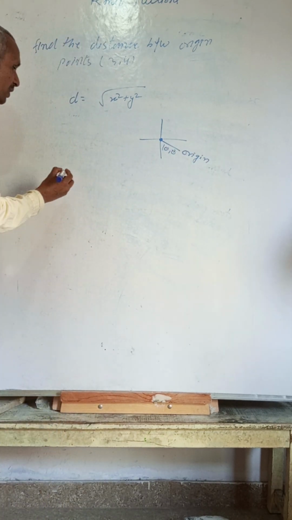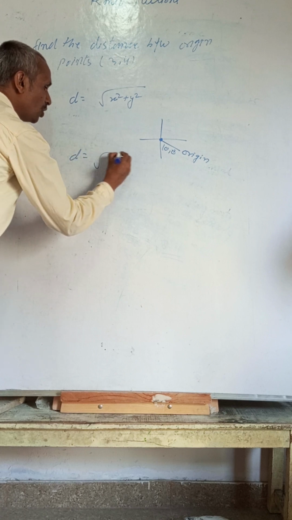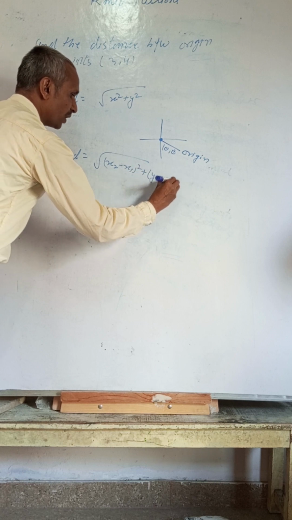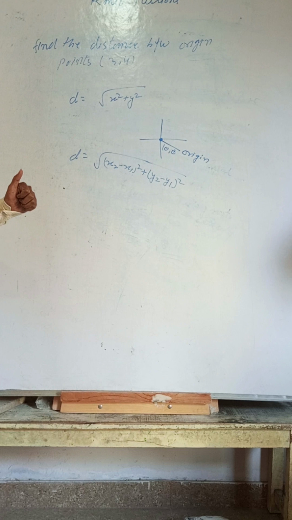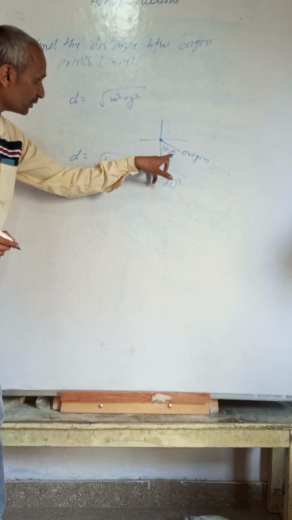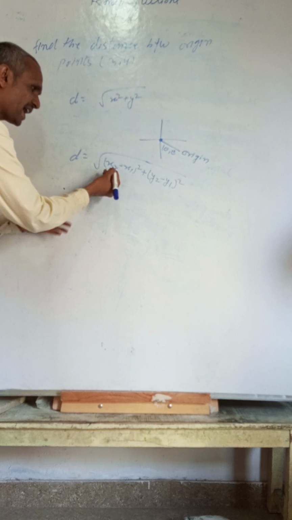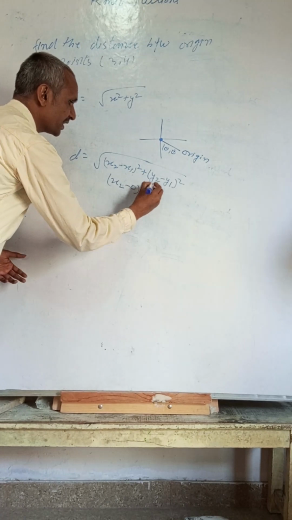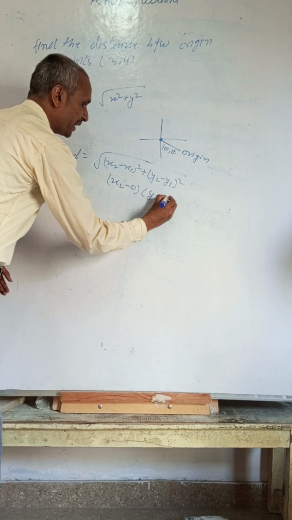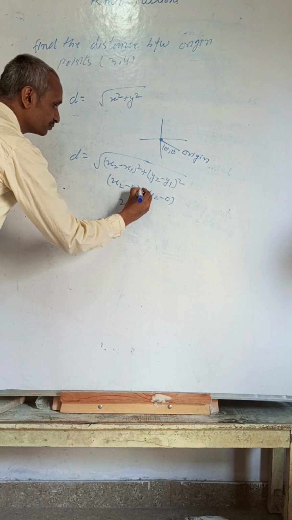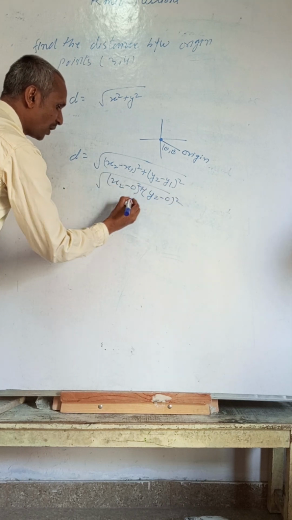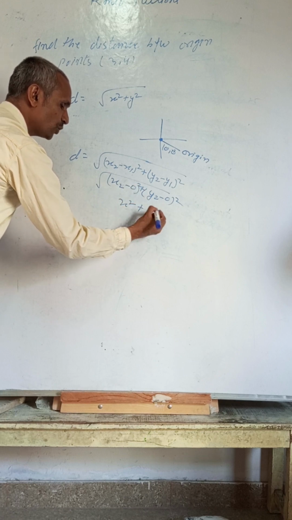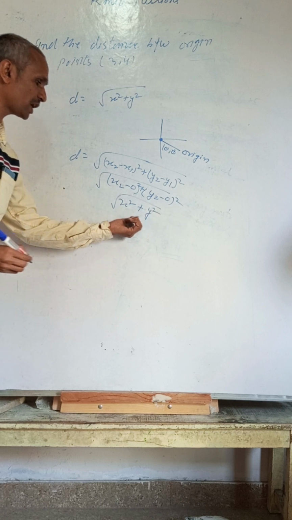Here the distance formula is D is equal to root of (x2 minus x1) whole square plus (y2 minus y1) whole square. This is the formula given. Suppose one point is (0, 0), so x1 is 0 and y1 is 0. So x2 minus 0 is x2 only, and that is x square, plus y2 minus 0 is y, and that is y square. This is the formula for the origin.